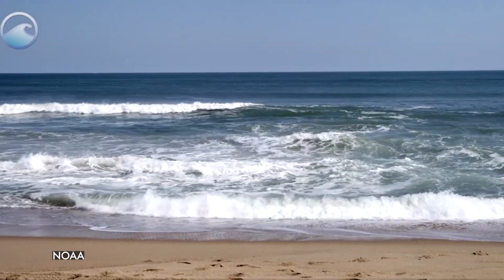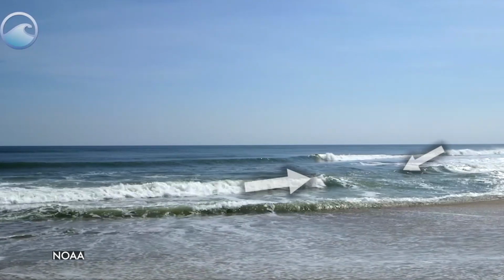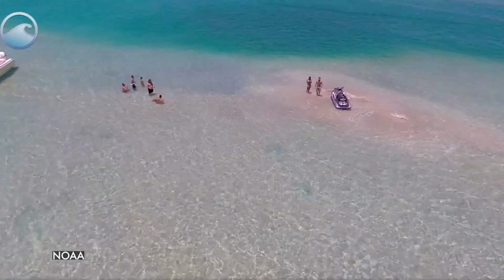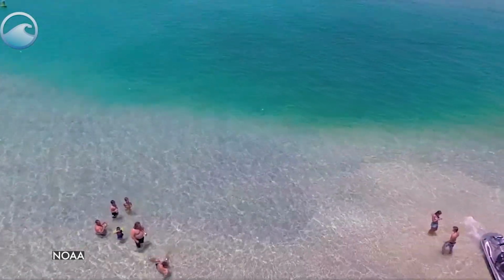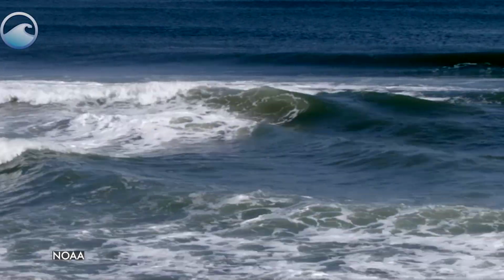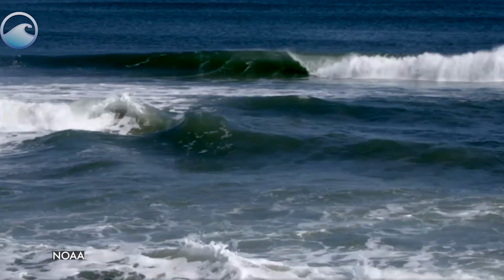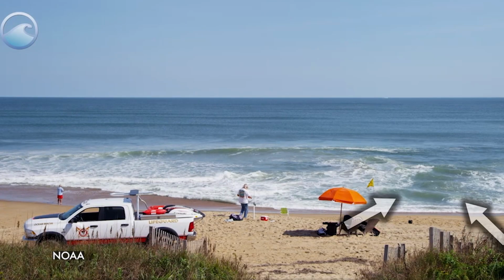Rip currents are usually strongest near low tide when breaking waves pile water up between the shore and an offshore sandbar. When a gap develops in the sandbar, a rip current forms as water rushes away from shore through the opening. Rip currents are often hard to see from right on the beach.